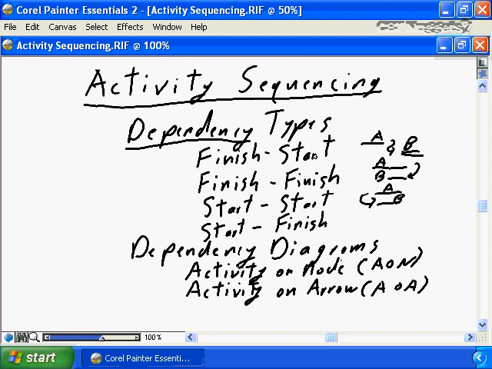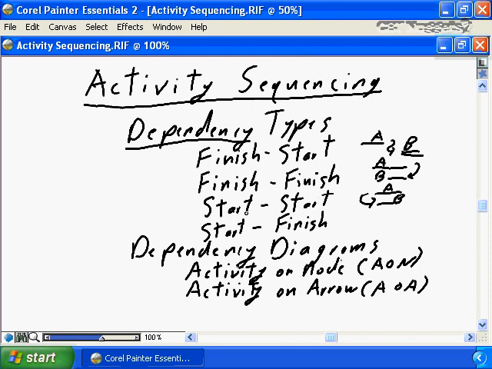Other types of dependencies are finish-finish, where we're saying task B cannot finish until task A finishes. Often used where you have a series of tasks that will finish and result in the combination of a milestone for a phase or a component for your project, where the final tasks for the phase would have a finish-finish relationship on the milestone itself.